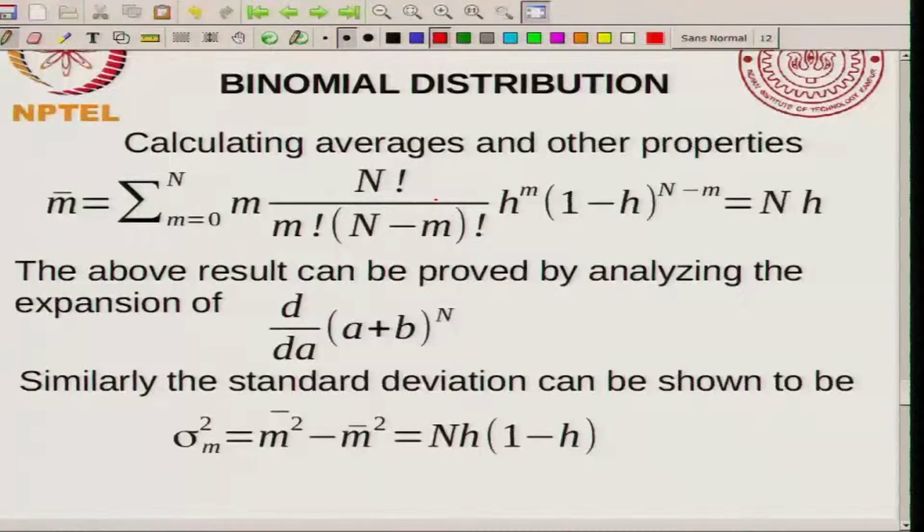Now, let us calculate averages. What is the average value of m? You can calculate that by doing a sum over m equal to 0 to n, of m multiplied by Pm. That is the definition of the average value of m, and if you work this out, you can show that this result is equal to n times h.